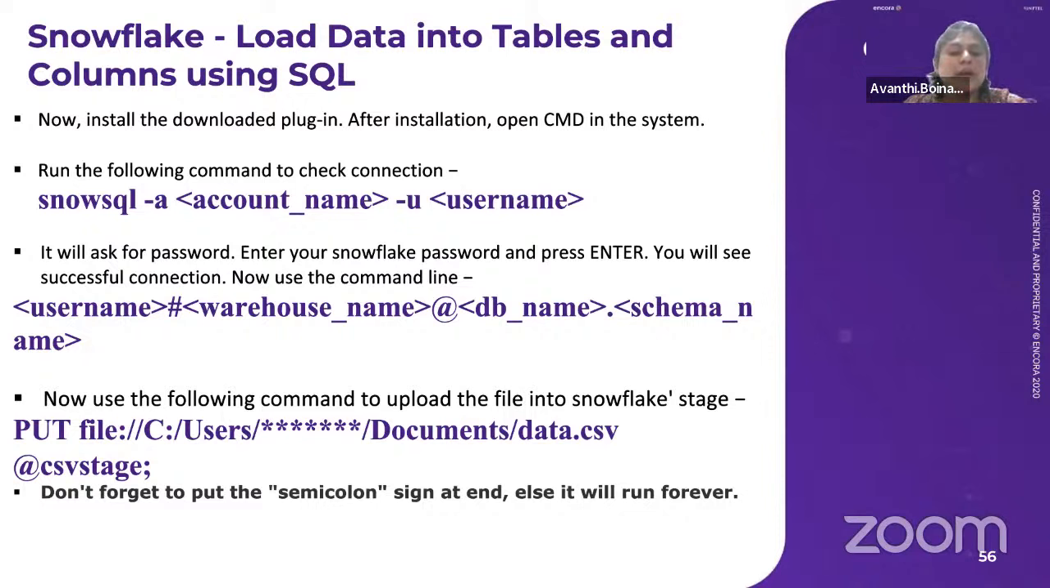It will ask for the password. Enter your Snowflake password and press Enter. You'll see a successful connection. Now use the command line: username, warehouse name, at dbname dot schema name. So use this. Now use the following command to upload files into the Snowflake stage: PUT file, users, some file name, documents, data.csv. The CSV is whatever file you have.